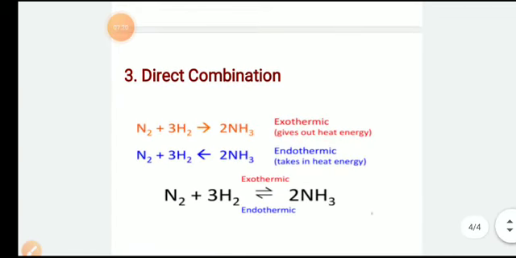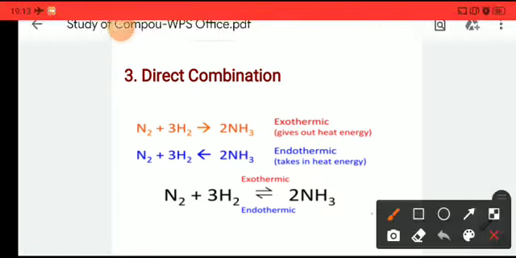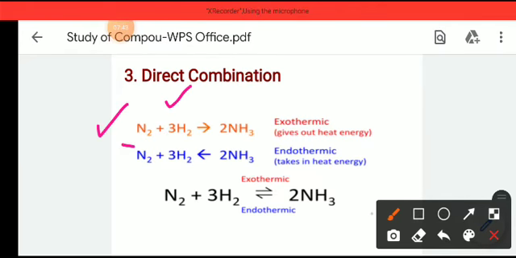Okay, so the third way is the direct combination. So we can easily produce ammonia by direct combination of N2 and H2. Okay, so whenever nitrogen and hydrogen are reacted directly to combine with each other and form a molecule, that molecule is ammonia. Whenever N2 and H2 are reacted to each other, they will form ammonia. Okay, so this is the reaction.